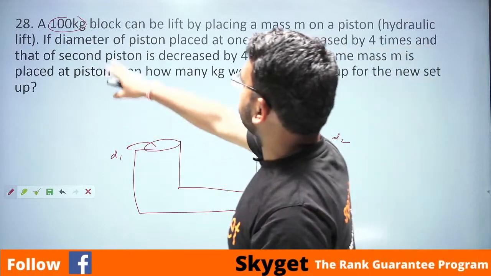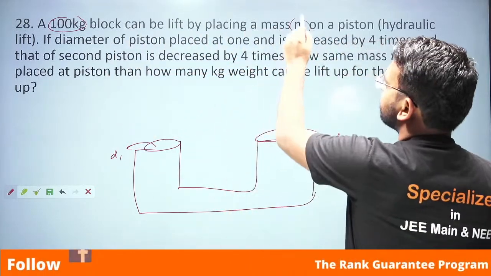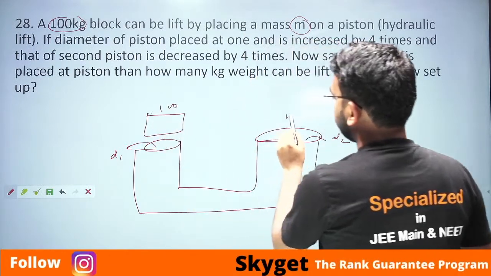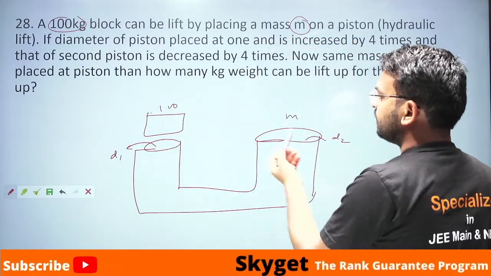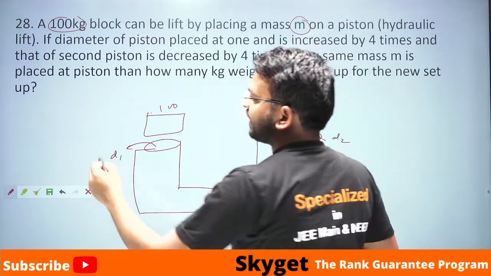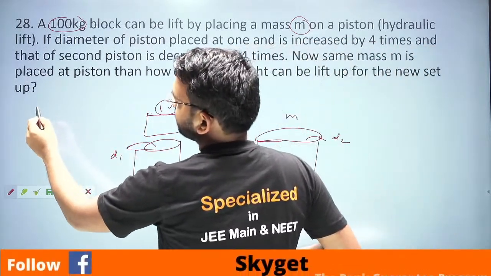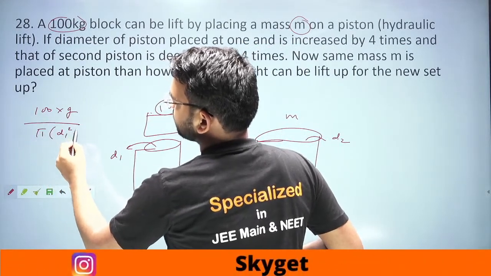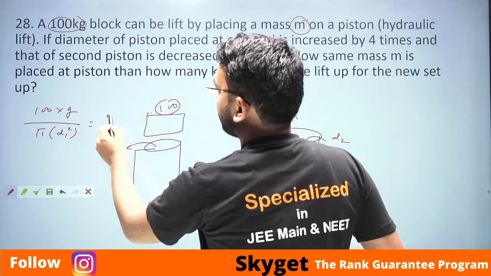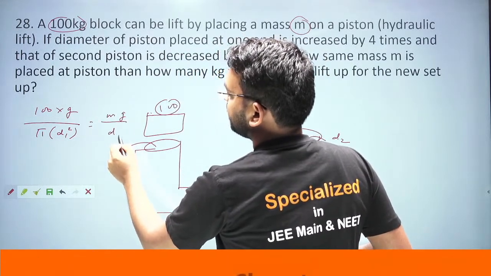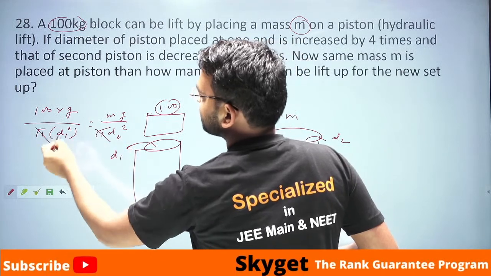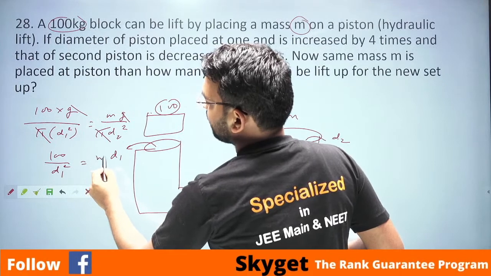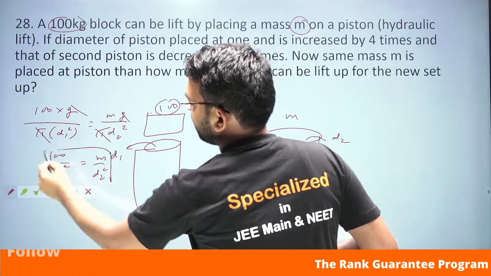Now what is the question they are saying? The block can be lifted by placing the mass of m. So let's suppose there is a block, this is your 100 kg. When you place the mass m over here, you will get the equilibrium condition. So I can write, if this is the mass, 100 times g divided by pi into d1 square, what is d1 square? Area. That has to be equal to m into g divided by pi d2 square. Pi cancels out, g cancels out, so 100 over d1 square is equal to m over d2 square. This is my first equation.